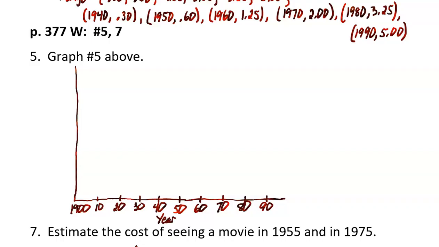Now on the y-axis, we'll do the cost. Looking at the different numbers within the range, I see the lowest value is 30 cents. I see a 60 cents. I see the highest value is $5. I want to decide how far apart to space the marks and what to count by.